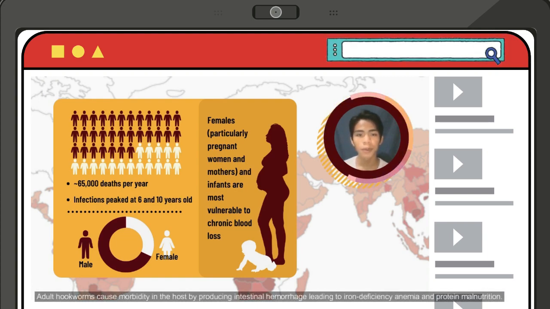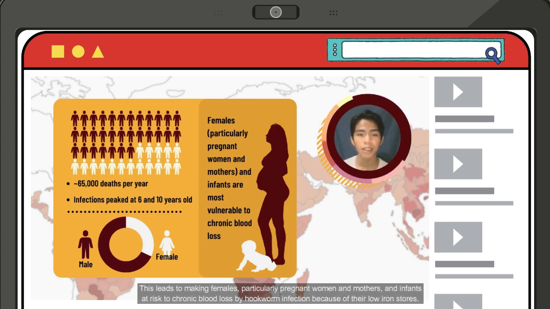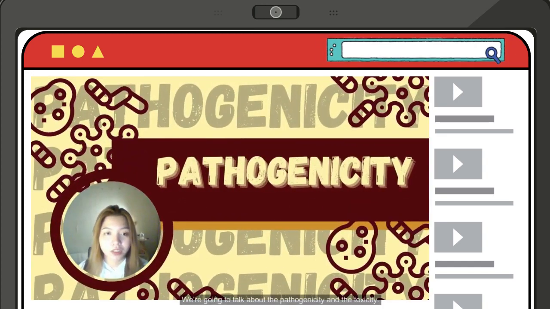Adult hookworms cause morbidity in the host by producing intestinal hemorrhage, leading to iron deficiency anemia and protein malnutrition. This leaves females, particularly pregnant women and mothers, and infants at risk of chronic blood loss from hookworm infections because of their low iron stores. Talk about the pathogenicity and the toxicity.